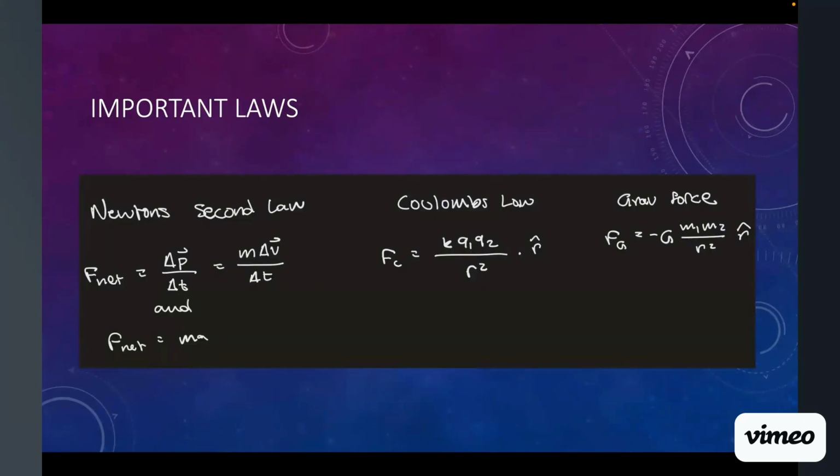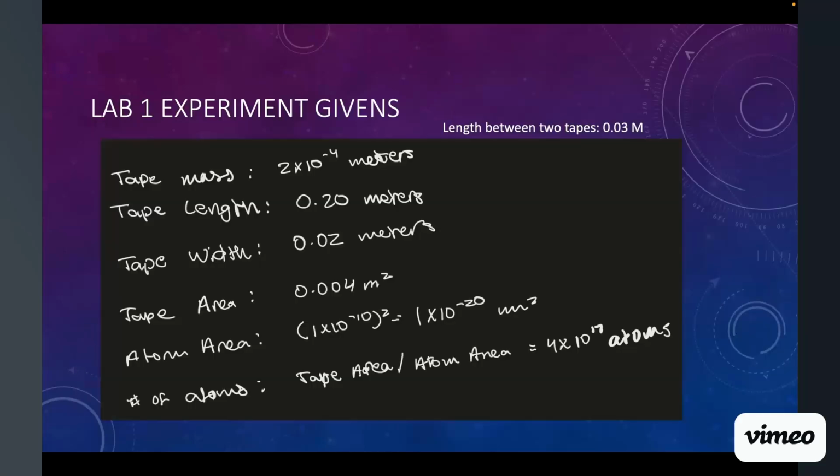Some important laws are Newton's second law, Coulomb's law, and the gravitational force. Newton's second law basically states that F equals ma, and we also use the momentum principle. Coulomb's law states that the electric force is k times the two charges over the distance between the charges squared, times the r hat. And that's the gravitational force formula, which is negative G m1 m2 over r squared times r hat. So this is a little preview for results.